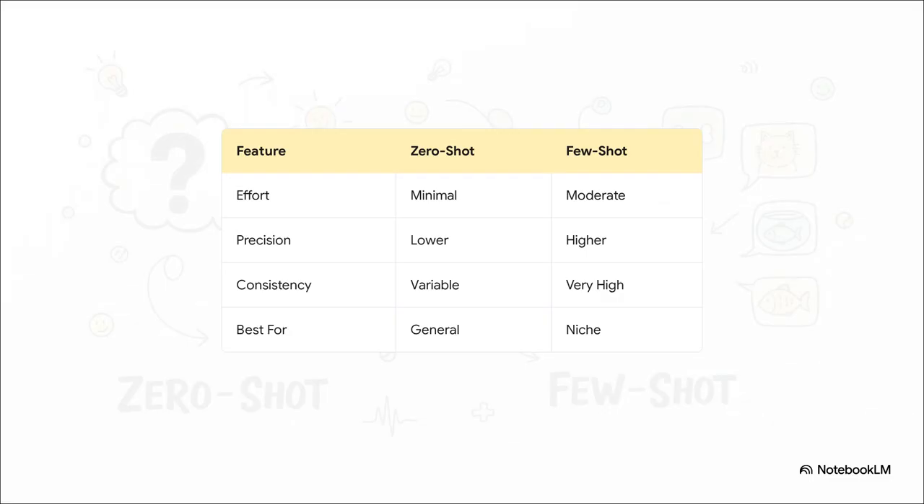So looking at how these two stack up, there's a really clear trade-off. Zero-shot requires very minimal effort on your part, but you're going to get lower precision and highly variable consistency. It's awesome for general common sense stuff. Now, few-shot, on the other hand, definitely demands a bit more upfront effort to craft those perfect examples, but the payoff, it's massive. You get much higher precision and rock-solid consistency. When you need the AI dialed into your niche brand voice, few-shot is your winner every time.